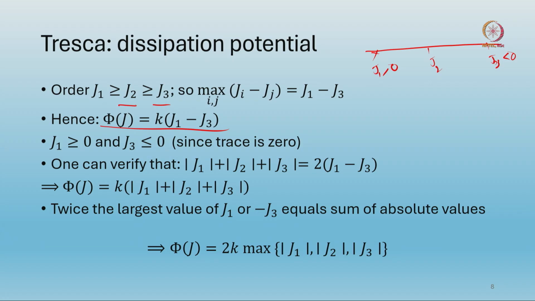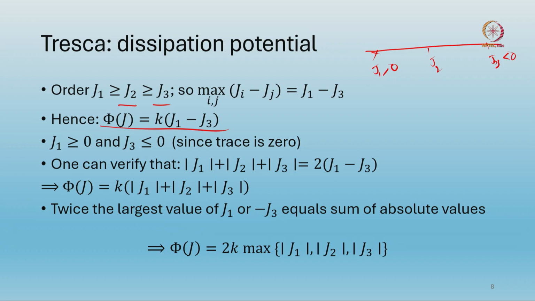Now, there is another thing. It also turns out that if you take the modulus of J1 plus modulus of J2 plus modulus of J3, that is actually equal to 2 times J1 minus J3. One way of seeing that is to take J2 equal to 0, then J1 equal to minus J3, or J3 equal to minus J1, and then this is obviously true. 2 times J1 minus J3 must be equal to the sum of the moduli of these.